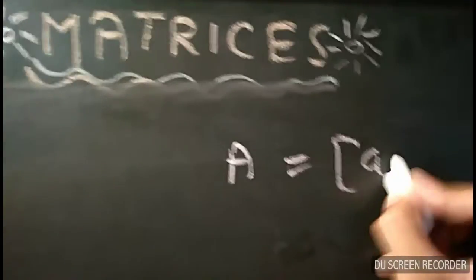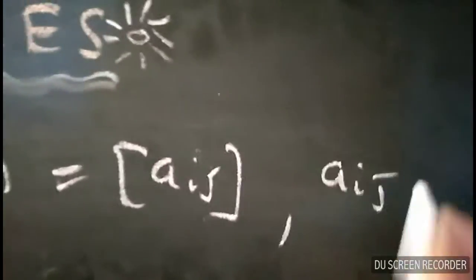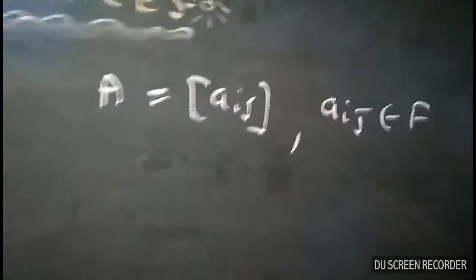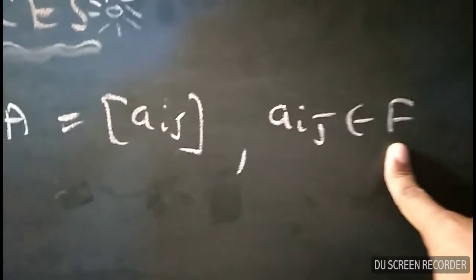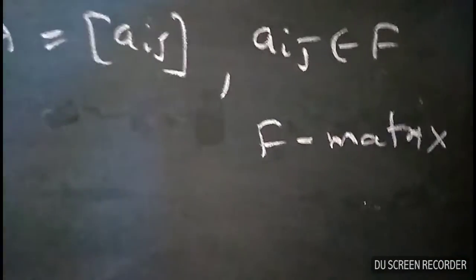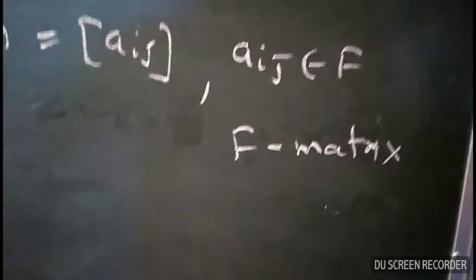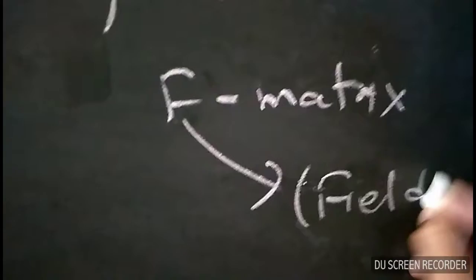A matrix over any field F is defined as, we denote the matrix A equal to Aij, where the elements of the matrix Aij belong to a particular field F. A matrix whose each element belongs to a particular field F is known as an F matrix. Here F means field.